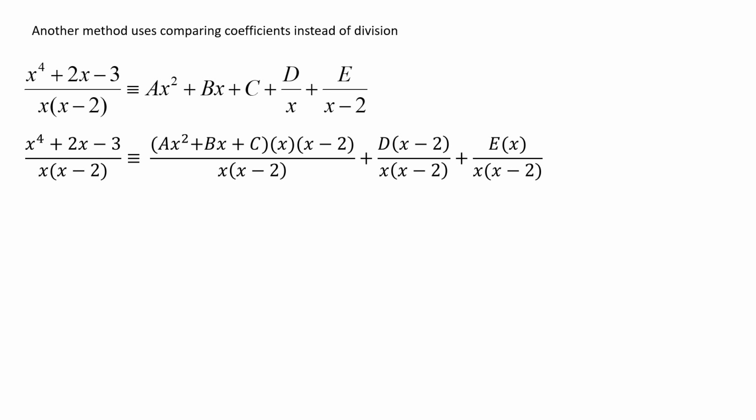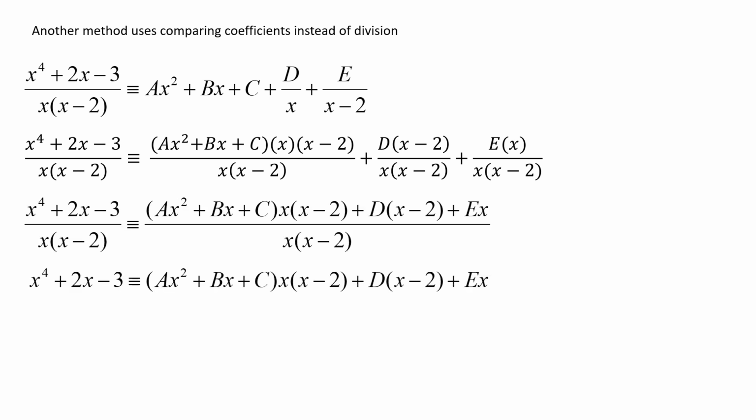We can take that ax squared plus bx plus c, we can multiply it by x(x minus 2) and put it over x(x minus 2). We can multiply the d term by (x minus 2), the e term by x, and we can end up with this identity where we've got our x to the 4 plus 2x minus 3 is equal to all of these things combined.